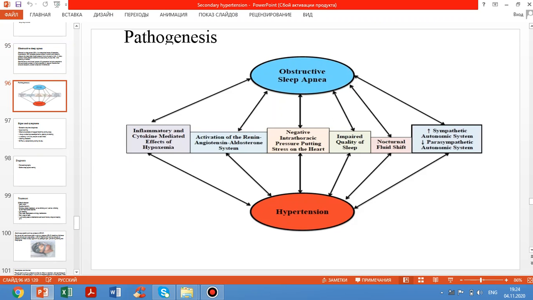Pathogenesis. Pathogenesis includes the following mechanisms: inflammatory and cytokine-mediated effects of hypoxemia, activation of the renin-angiotensin-aldosterone system, negative intrathoracic pressure putting stress on the heart, impaired quality of sleep, nocturnal fluid shift, high sympathetic autonomic activity, and low parasympathetic autonomic activity. It is a cause of hypertension.